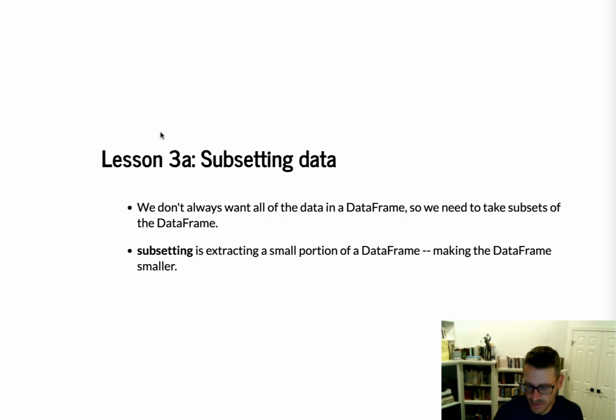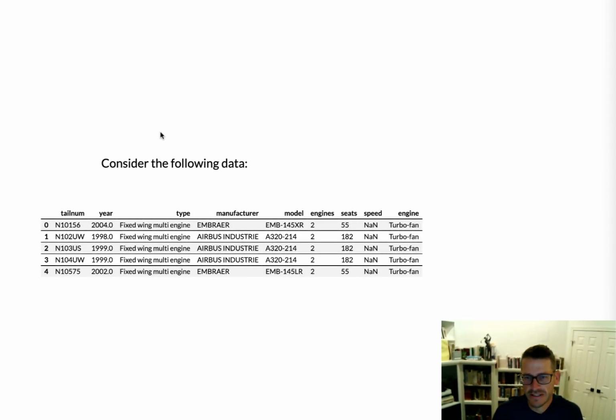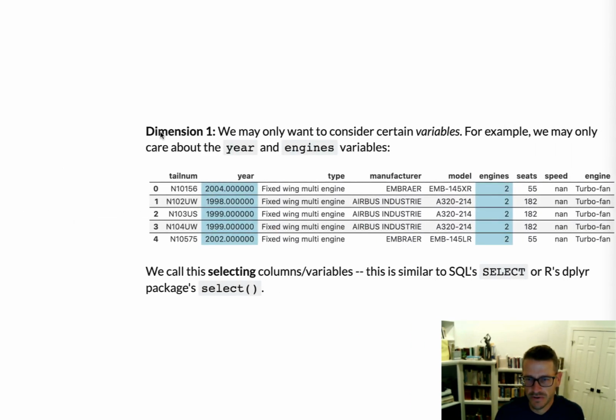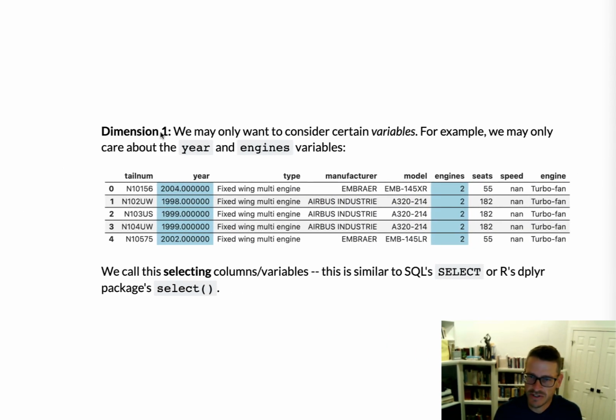For example, let's go ahead and take a look at this data frame here. We've got 5 rows, just a few columns, very simple. So the first dimension we may be interested in is just selecting certain variables of interest, right? So we call this selecting. So in this case, we have 2 highlighted columns, year and engines. So say we just want to do some analysis on those 2 variables, we would want to select those 2 columns, right?